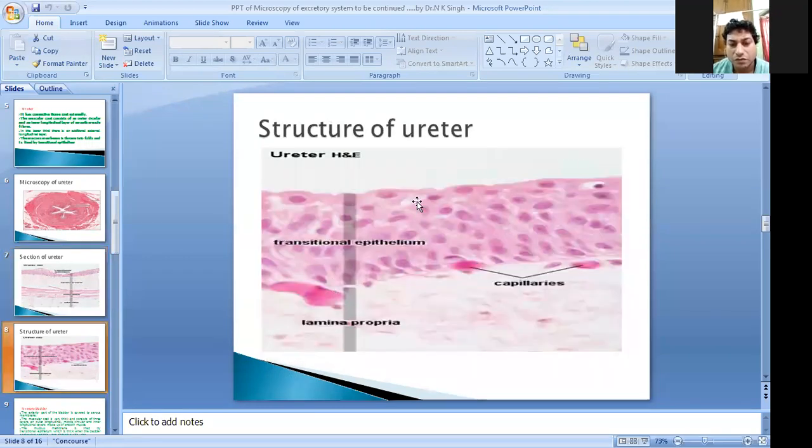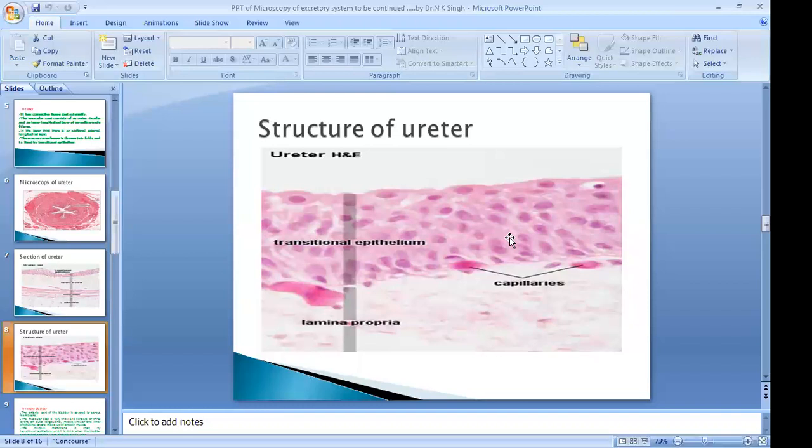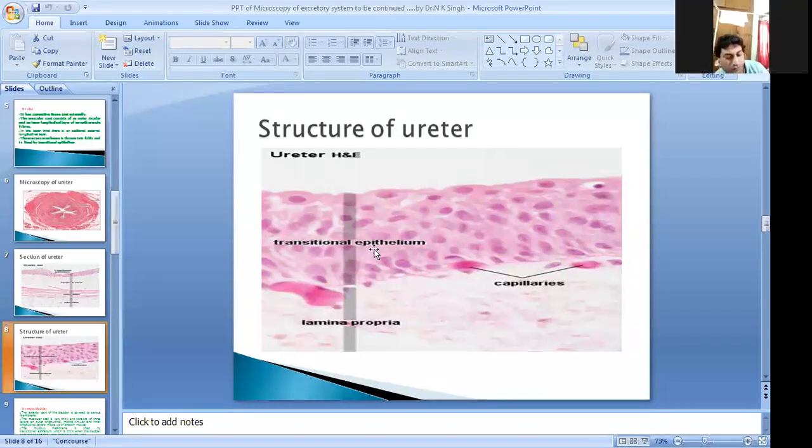Now this is another section of ureter. This is the transitional epithelium. In this transitional epithelium, you can see the cells here in different sizes. Some are large, some are small, some are empty. This shows that the cells are contracting and relaxing. Some cells are relaxing and some are contracting. This is the characteristic feature of transitional epithelium.